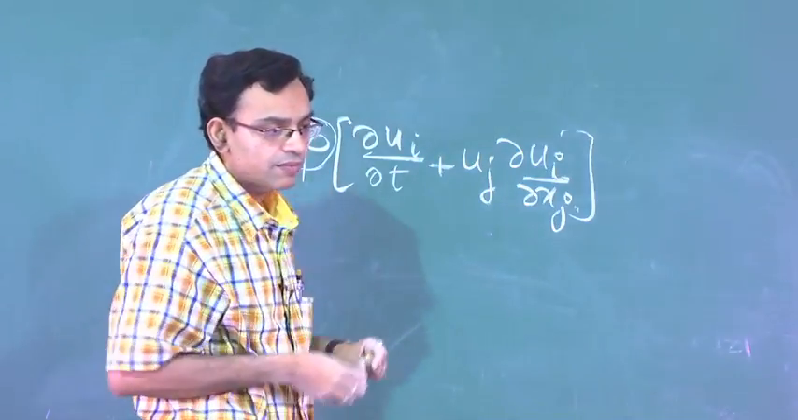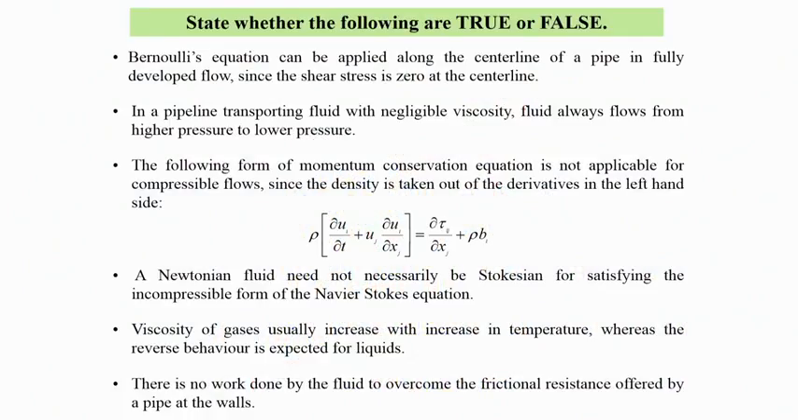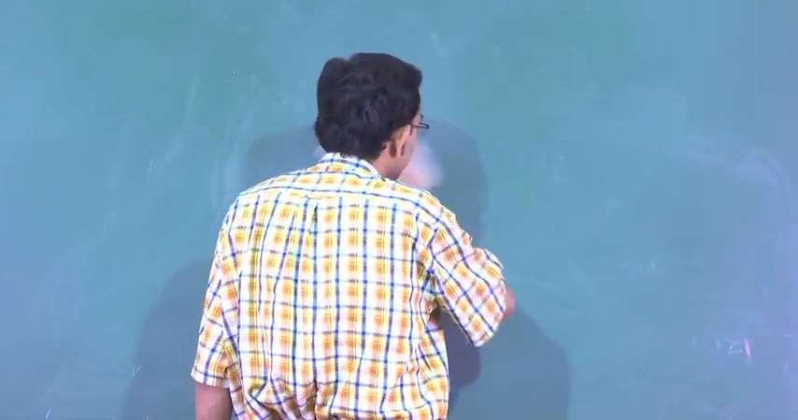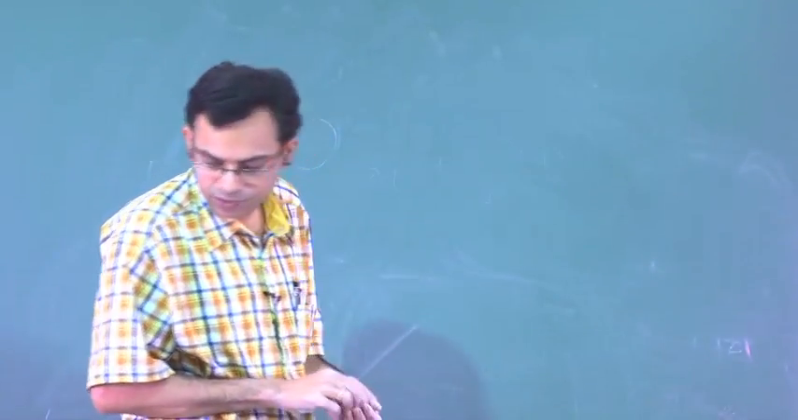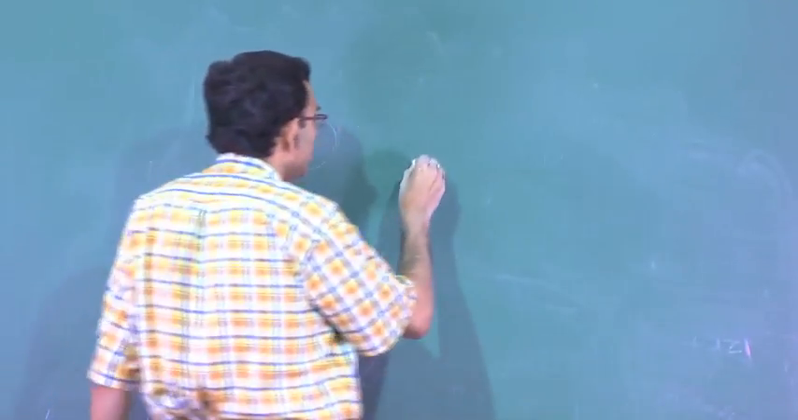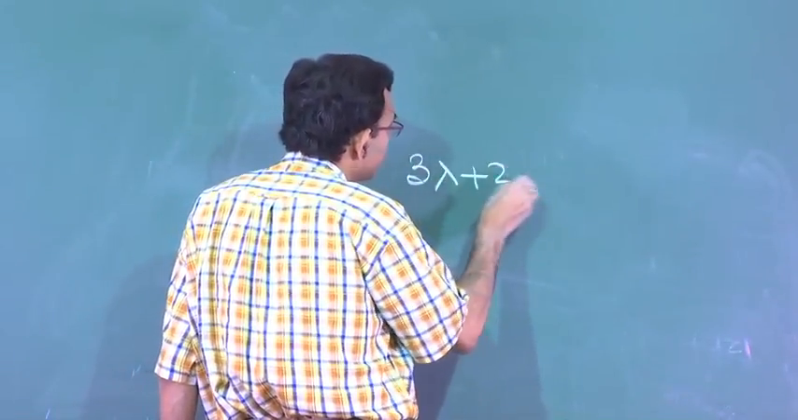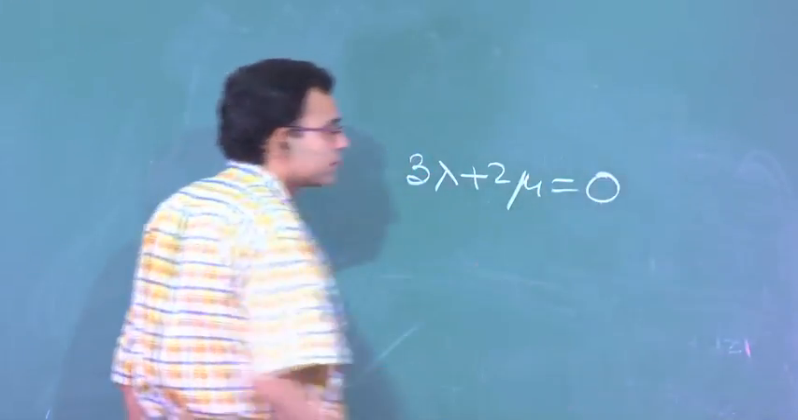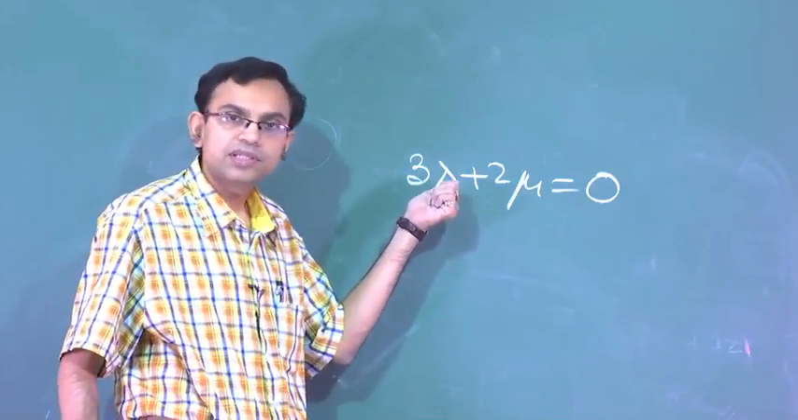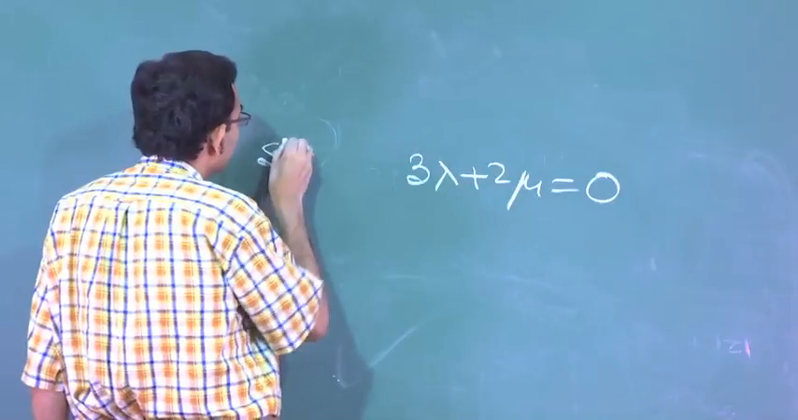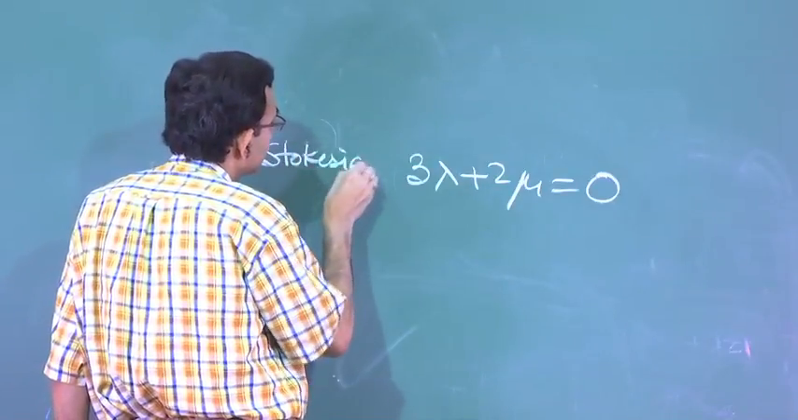Okay. The next question: a Newtonian fluid need not necessarily be Stokesian for satisfying the incompressible form of the Navier-Stokes equation. So, Newtonian fluid we have already discussed. What is the Stokesian fluid? The Stokesian fluid is one for which 3 lambda plus 2 mu equals 0, where lambda is the volumetric dilation coefficient. This is the definition of Stokesian fluid. We have discussed this.